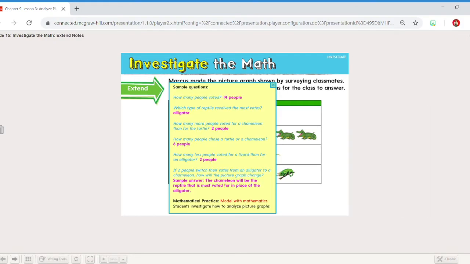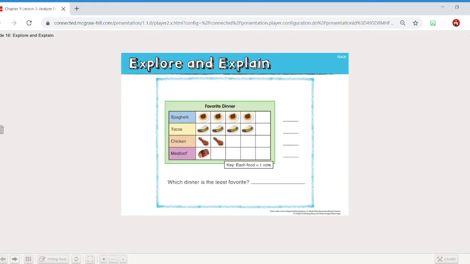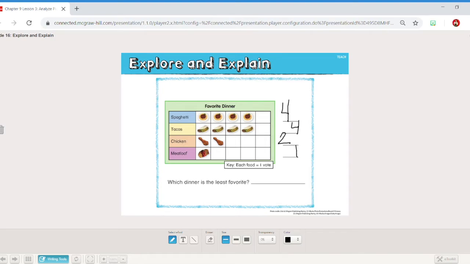Now on your own paper, you're going to have a picture like this up front. It wants you to go through and to count the totals and answer the question. So let's do that together. Now we're going to look at the dinners. There are 4 plates of spaghetti, as that were favorites. Tacos were favorite by 4 people. Chicken was the favorite of 2 people. And the meatloaf, the favorite of only 1.